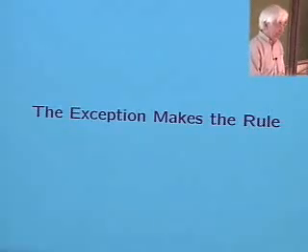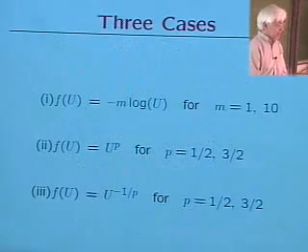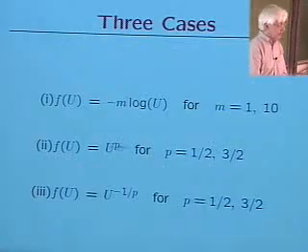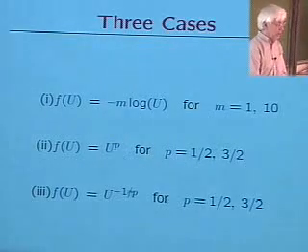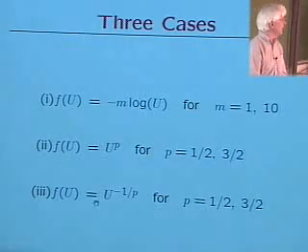So actually in that last plot, which I'll go back to, we only considered two cases. This is cases 1 and 2, so I'll go back to this. Here's case 1, logarithm of the uniform. Here's the power of the uniform for p equals 1/2 and 3/2. And down here is the negative power of the uniform. Now, why is this third case a little strange?